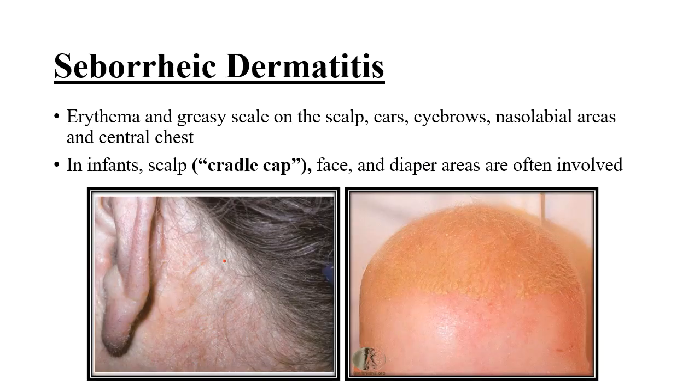Next type is seborrheic dermatitis. It is characterized by erythematous and greasy scales on the scalp, ears, eyebrows, nasolabial areas and central chest. In infants, the scalp, face and diaper areas are often involved. This is known as cradle cap.